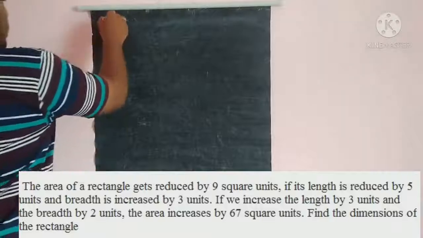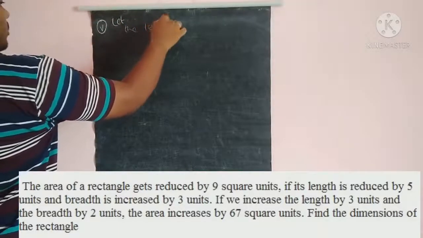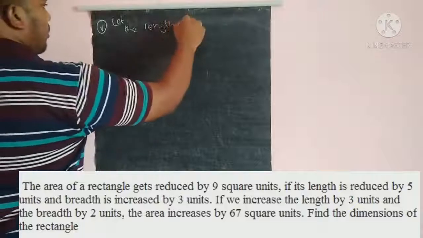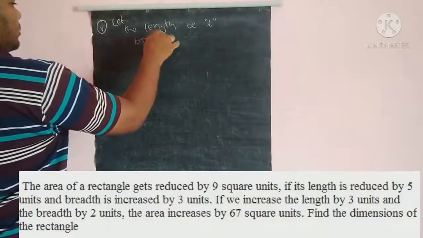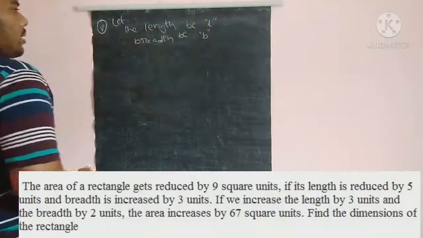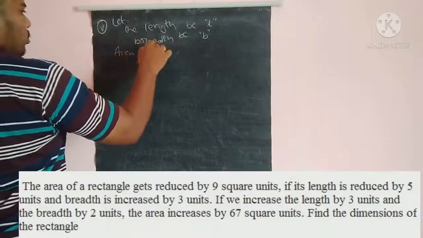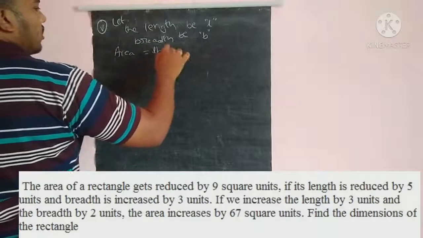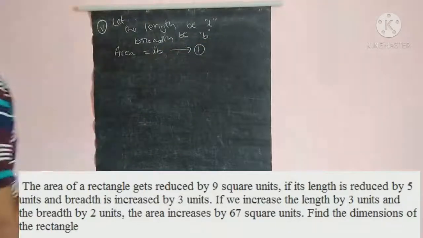So let us assume the length be L, breadth be small b. So area equals length into breadth, L into b. So we can write it as 1.